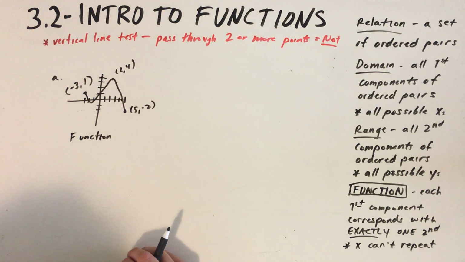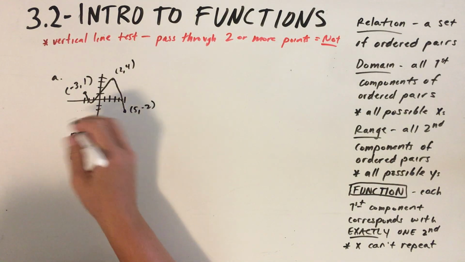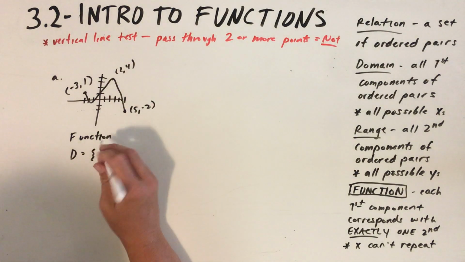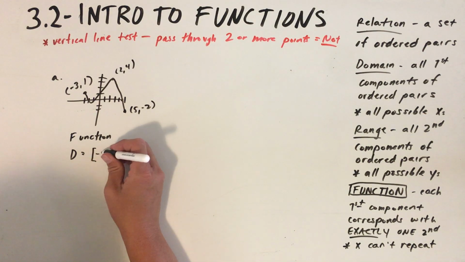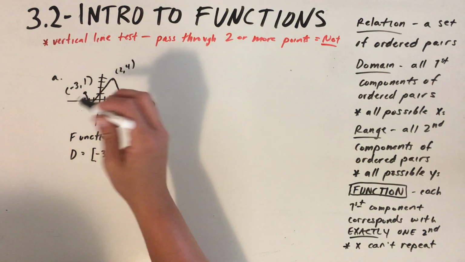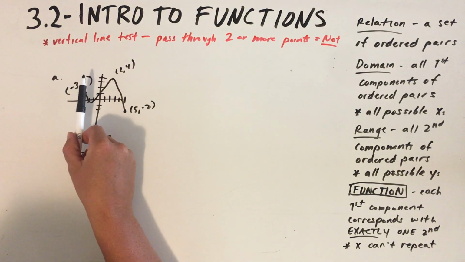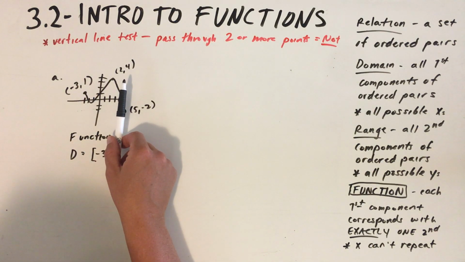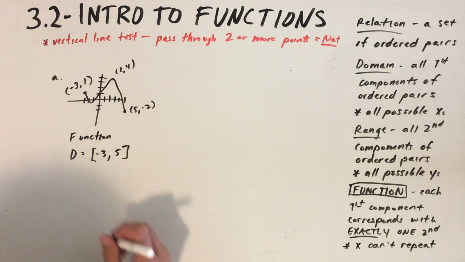So, question here is, what is the domain and what is the range? Well, the domain is all the possible x values. So the domain is going to include -3 because the value -3 is part of this. So if I were to go from left to right and say, where does this start? Well, it starts at -3 and it includes -3 and it keeps going until 5 and it includes 5. So this would be my domain.